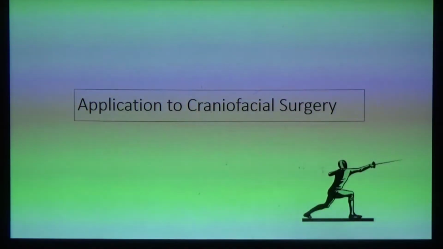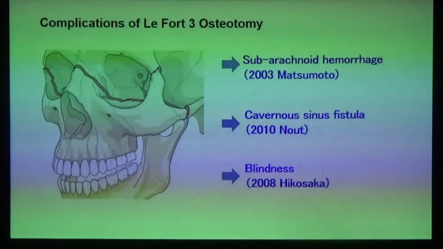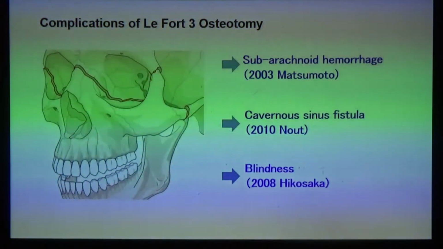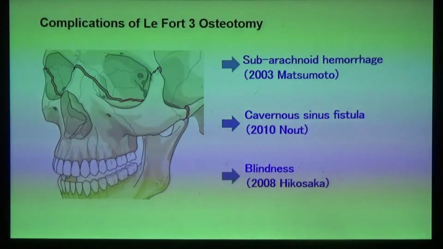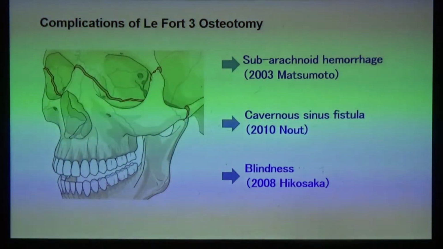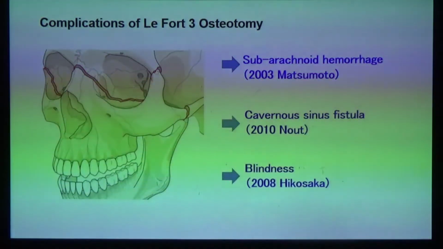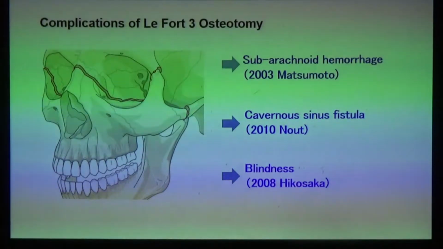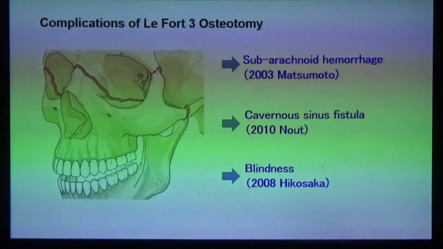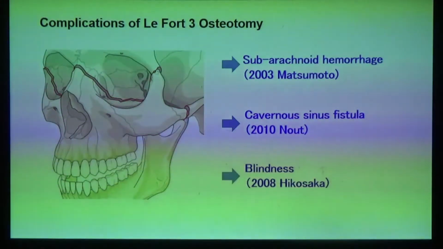Structural analysis is also useful to avoid risks in craniofacial surgery. I believe most people in this room know about LUFO-3 osteotomy. However, I would guess there aren't so many people who have actually done LUFO-3 osteotomy. Why? Because LUFO-3 osteotomy is notoriously risky. Very serious complications such as subarachnoid hemorrhage, cavernous sinus fistula, and blindness are reported as complications after LUFO-3 osteotomy.